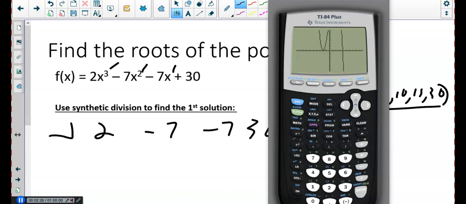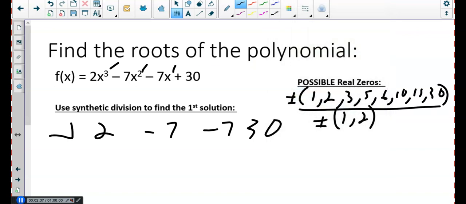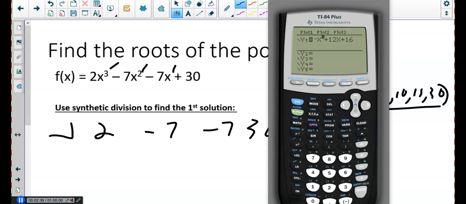So I'm going to go to my calculator and let it do the heavy lifting again. And I'm going to clear this out. If I can get my calculator to work. Don't know what's happening there. There we go. So 2x to the third power minus 7x squared minus 7x plus 30.